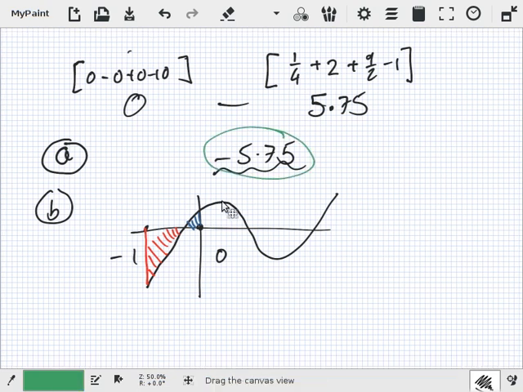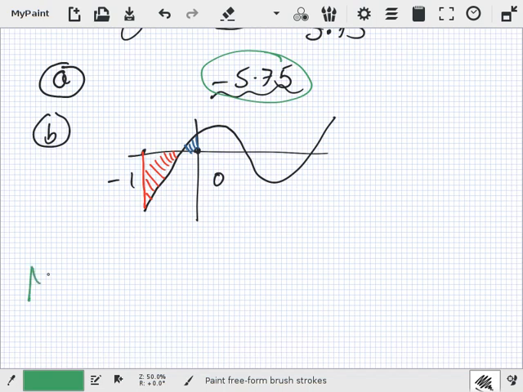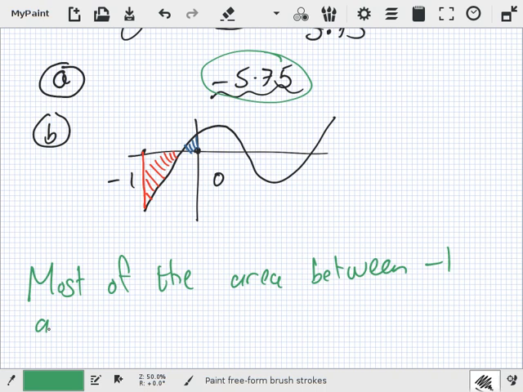So what the answer is telling me is that most of the area between -1 and 0 is under the x-axis.